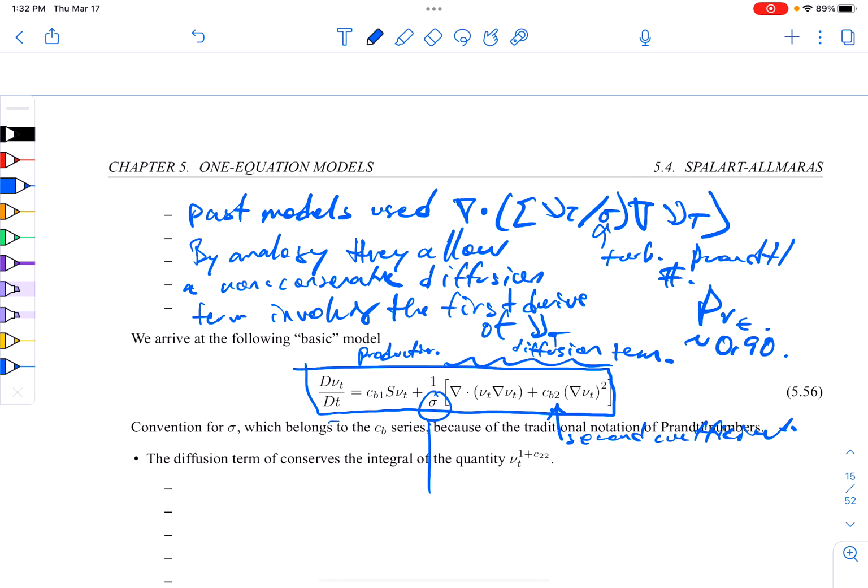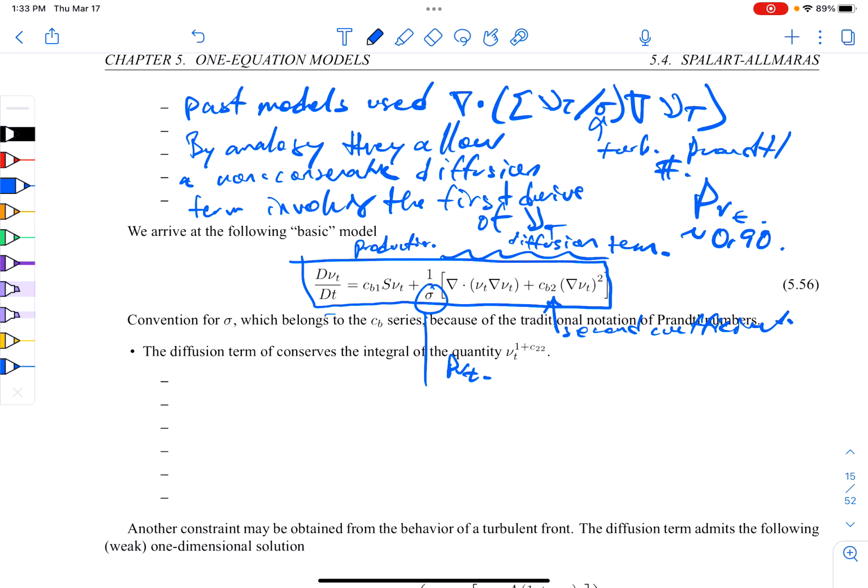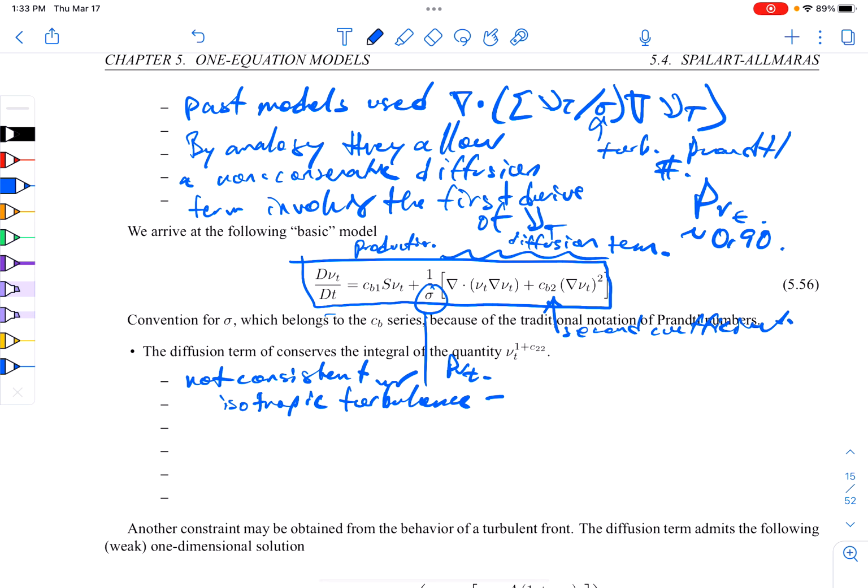Besides this coefficient here, which is the PRT, the turbulent Prandtl number, I'm going to make just two major points about this model. The first is that it's not consistent with isotropic turbulence, like in wakes right now.